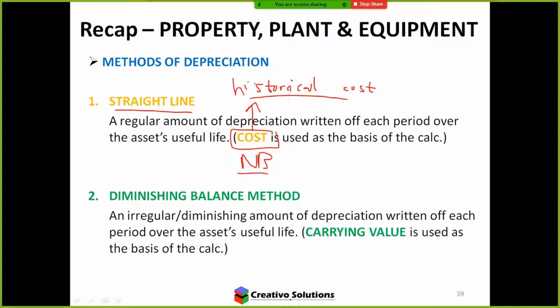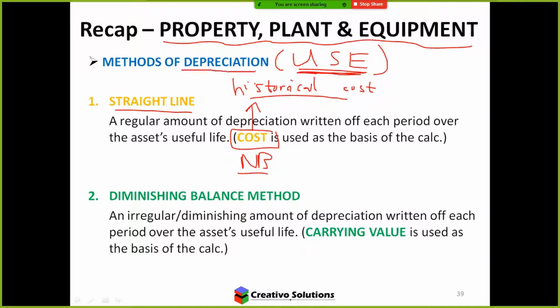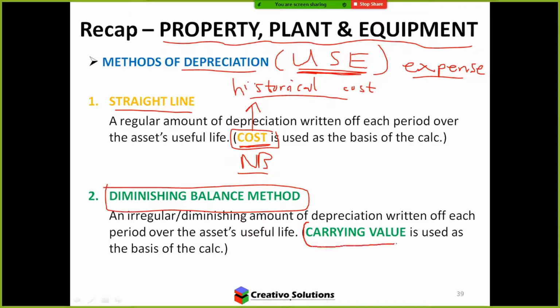Okay, so just be aware that when you look at property, plant, and equipment, when you're specifically looking at depreciation, you're looking at the use of a particular asset. That's the most important thing, right? So that's all depreciation is. Depreciation is just the use of an asset recorded over time, and it's seen as an expense. When you do the calculation, you're either going to use this method, straight line, which is based on cost, or you'll use diminishing balance, which is based on carrying value, right?